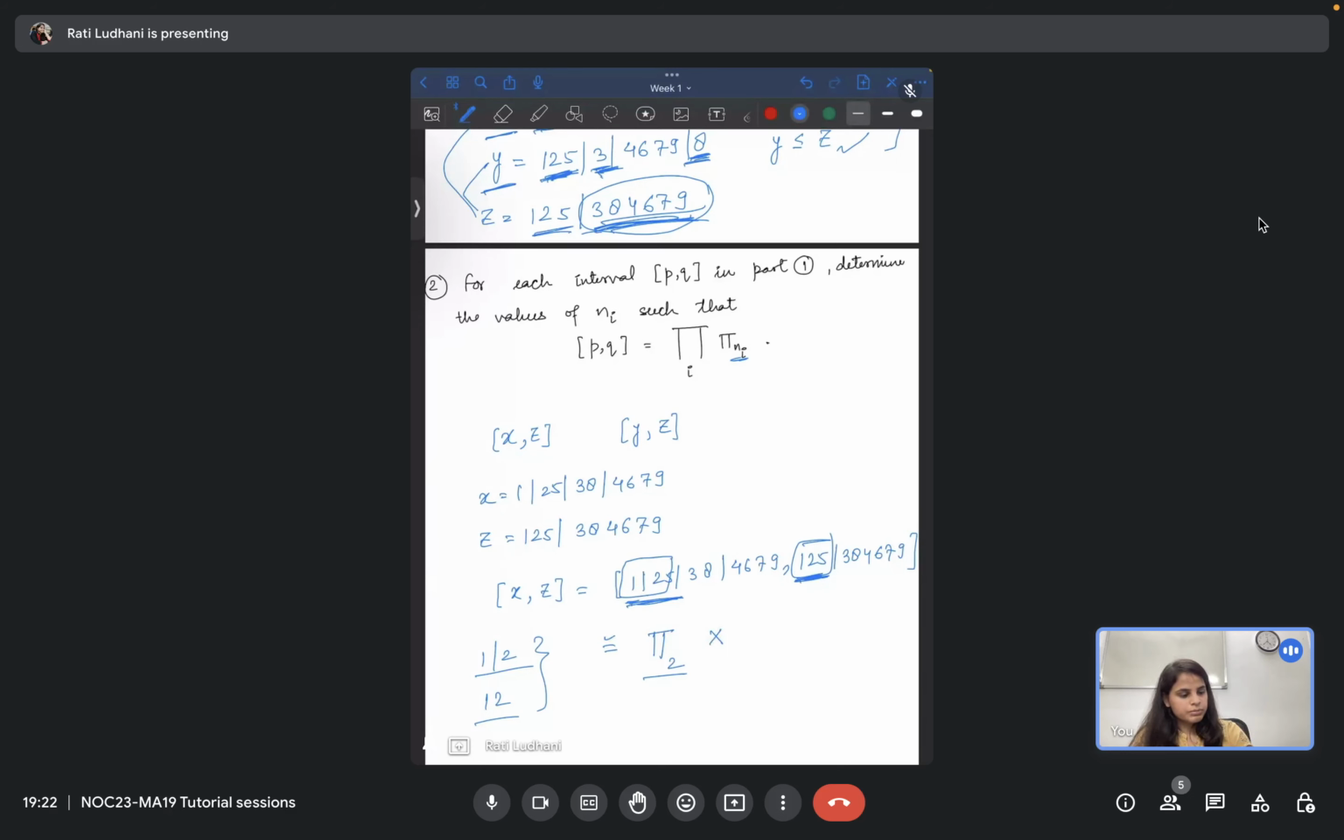So for example, if you just have 1 2 5 and 1 2 5 like this, you have one element and this is the other element, then it will be just isomorphic to pi 2, because there's just one break in between, right? So is that clear? Yes, clear, ma'am. Okay, great.